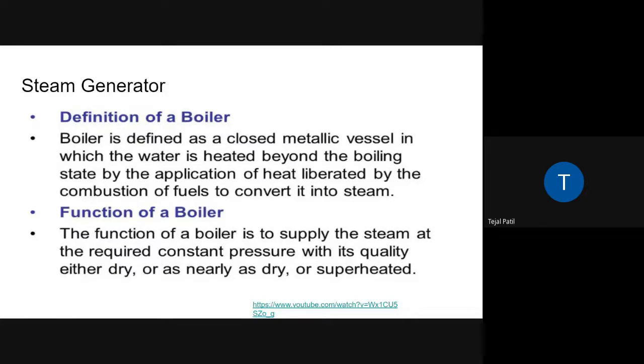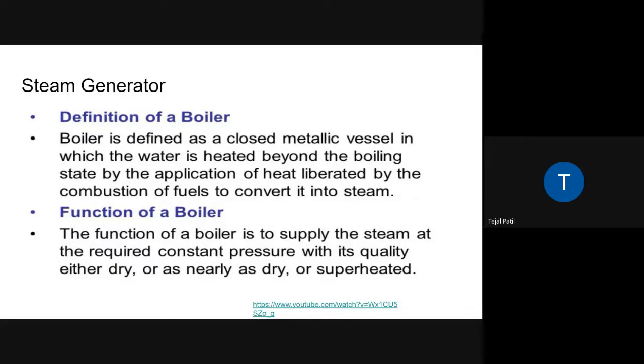Okay, so now what does boiler mean? Okay, so boiler, it is defined as a closed metallic vessel, okay, in which the water is heated beyond the boiling state by the application of heat liberated by combustion of the fuel to convert it into the steam. So the basic motto of the boiler is to convert the water into the steam. Okay, so this is what is known as basically a boiler.